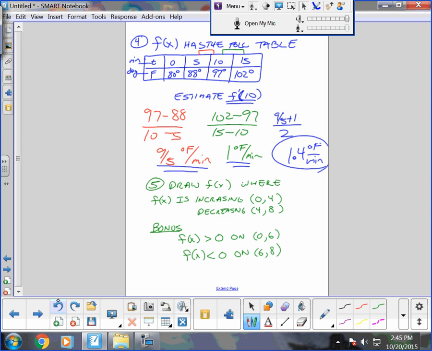I want us to understand that we can estimate by using secant lines on either side of the value we're looking for. That was on the quiz too, right, with the emptying of the tank. That's lesson 2.1 too. Number 5 is a little tough.